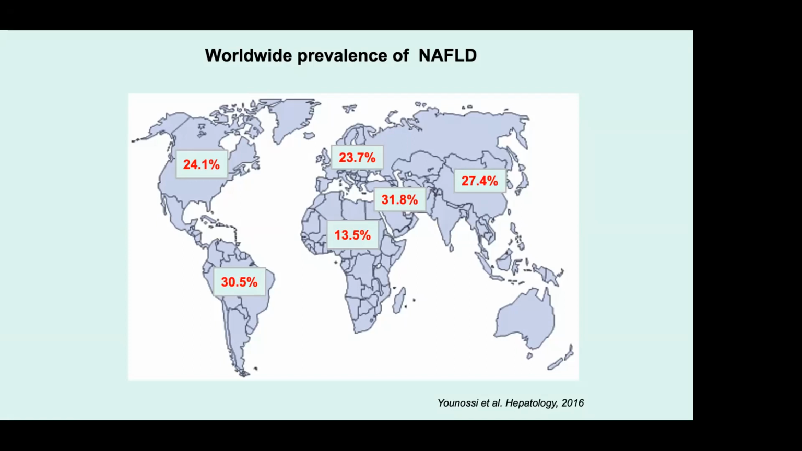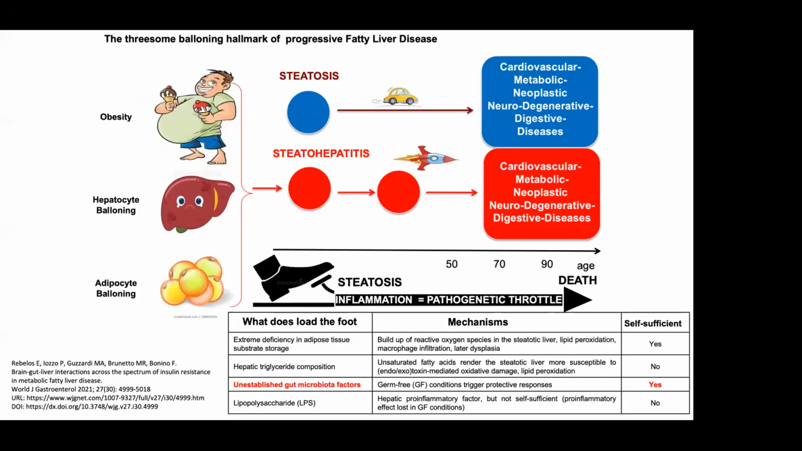And this is the opposite in the liver, because we know that fatty liver is associated with a higher risk of many diseases, and particularly those which are the major causes of death today: cardiovascular, metabolic, neoplastic, neurodegenerative, digestive diseases. But what is relevant is that steatosis is like an accelerator that needs a foot on the throttle to accelerate. And this acceleration is hepatitis in the liver or general inflammation in the body.